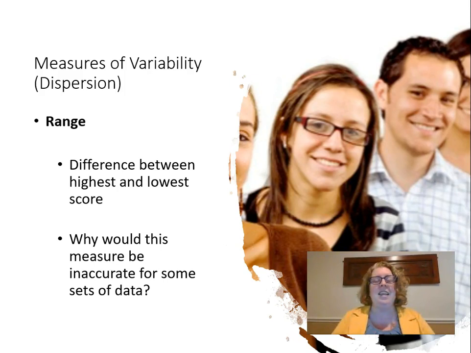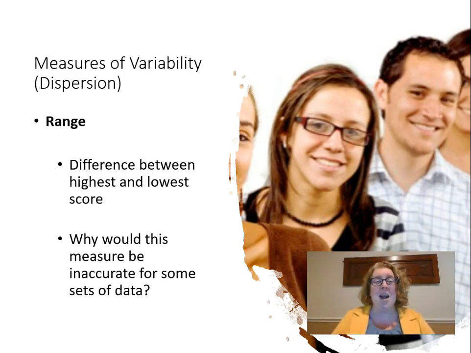So the first and the easiest measure of variability is range. And range is just the spread of scores, so the difference between the highest and lowest score. However, range can be pretty inaccurate because it's really sensitive to what we call outliers. So outliers are scores that are the most different, right? So let's say that all of my students scored a 50 on a test, but I had one student, there's always one student, who scored a 100, another student who scored a 0.